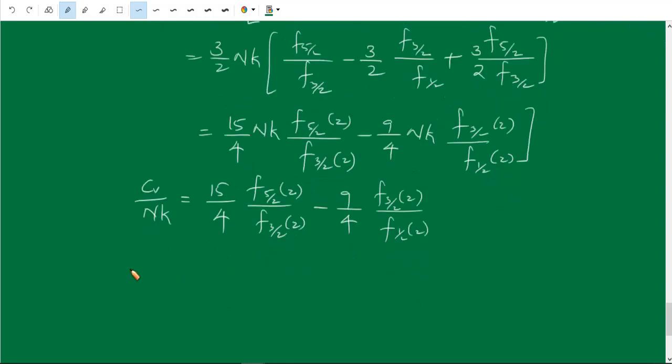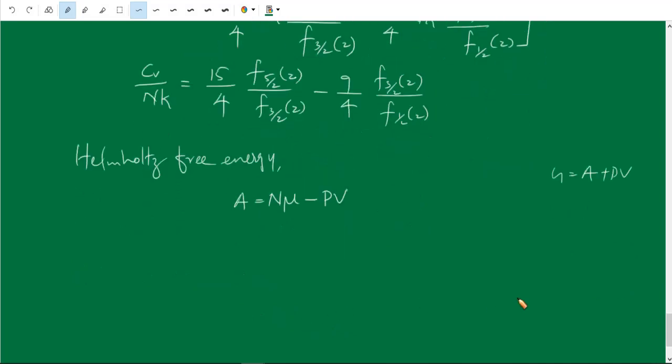Next is Helmholtz free energy. Helmholtz free energy, A is equal to, what is A? The relation is G is equal to A plus PV. So A is equal to G minus PV. G is N times mu minus PV. Okay, so we know what is mu.